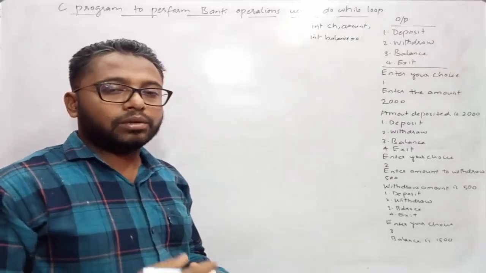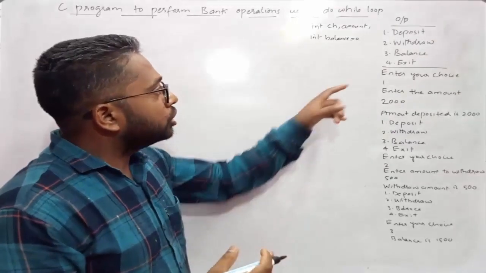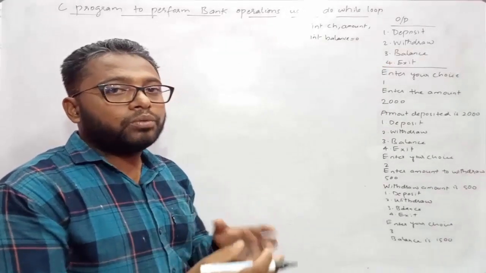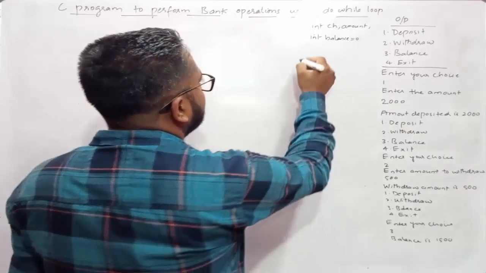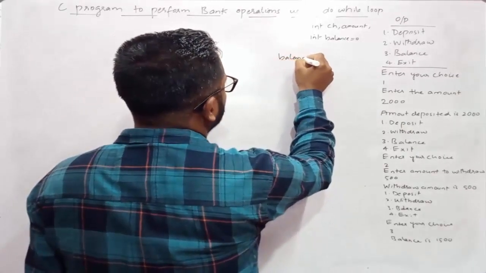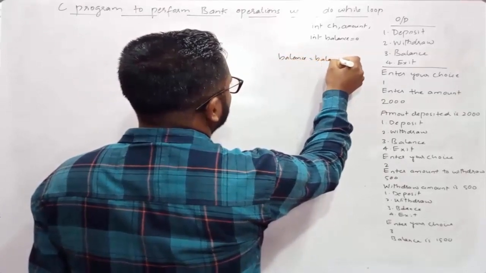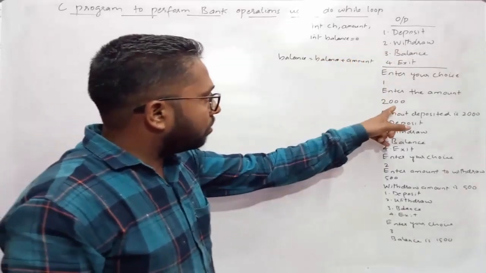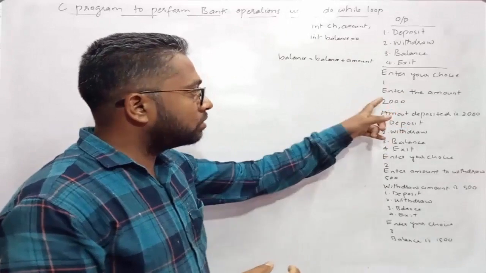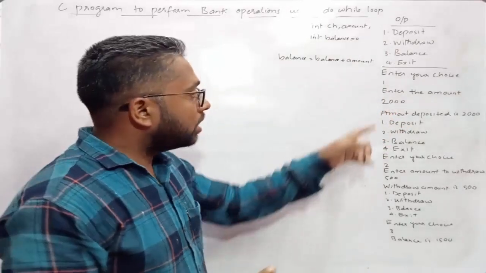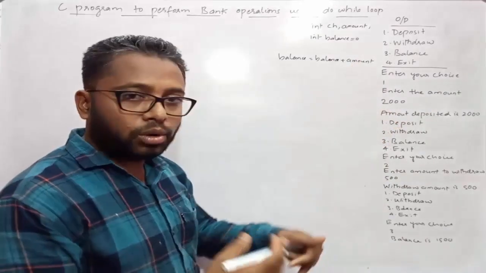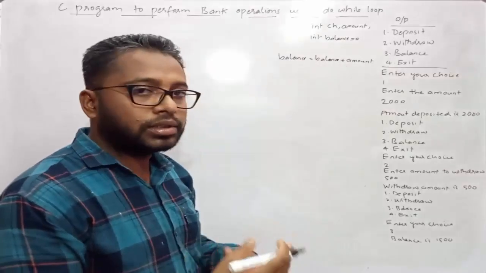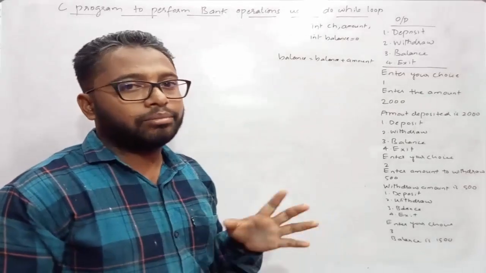Now next what we can do is, whenever the user chooses the deposit option and enters the deposit amount, we need to perform an operation, and that operation is balance equals balance plus amount. Now let us take this example. Suppose the user has entered 2000. Now this 2000 will get stored inside the amount variable, and initially the balance variable will hold the value 0, and 0 plus 2000, we will get 2000 stored inside the balance.